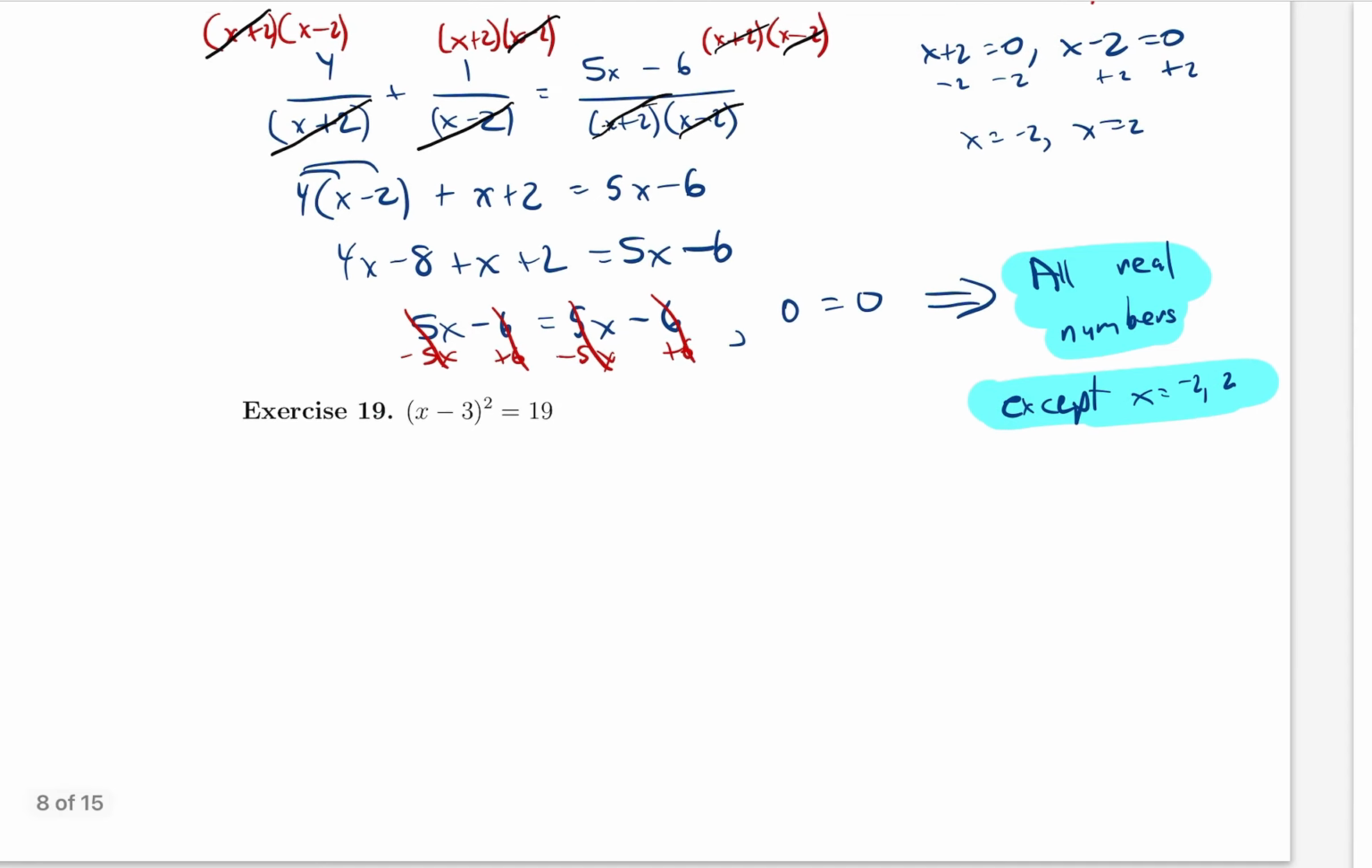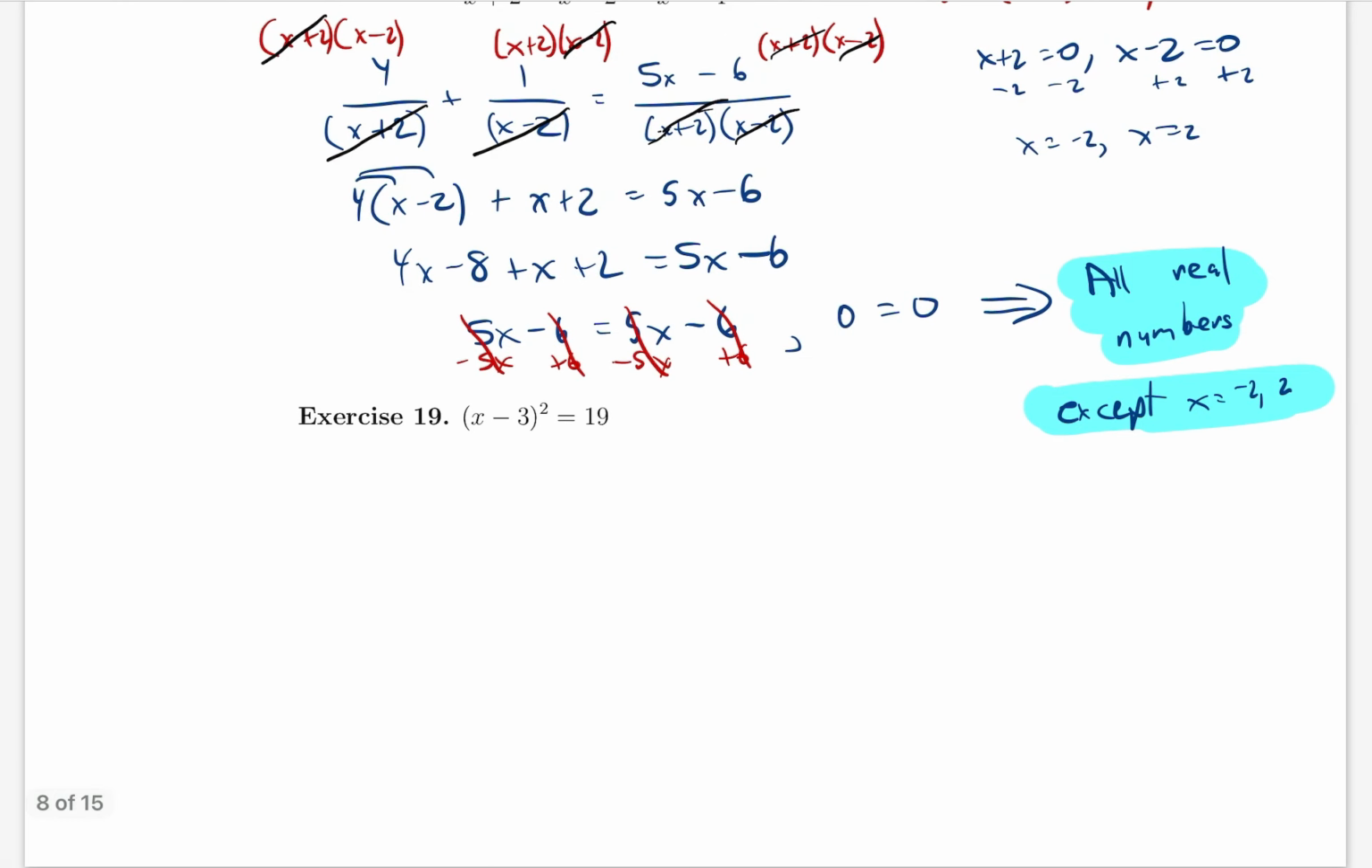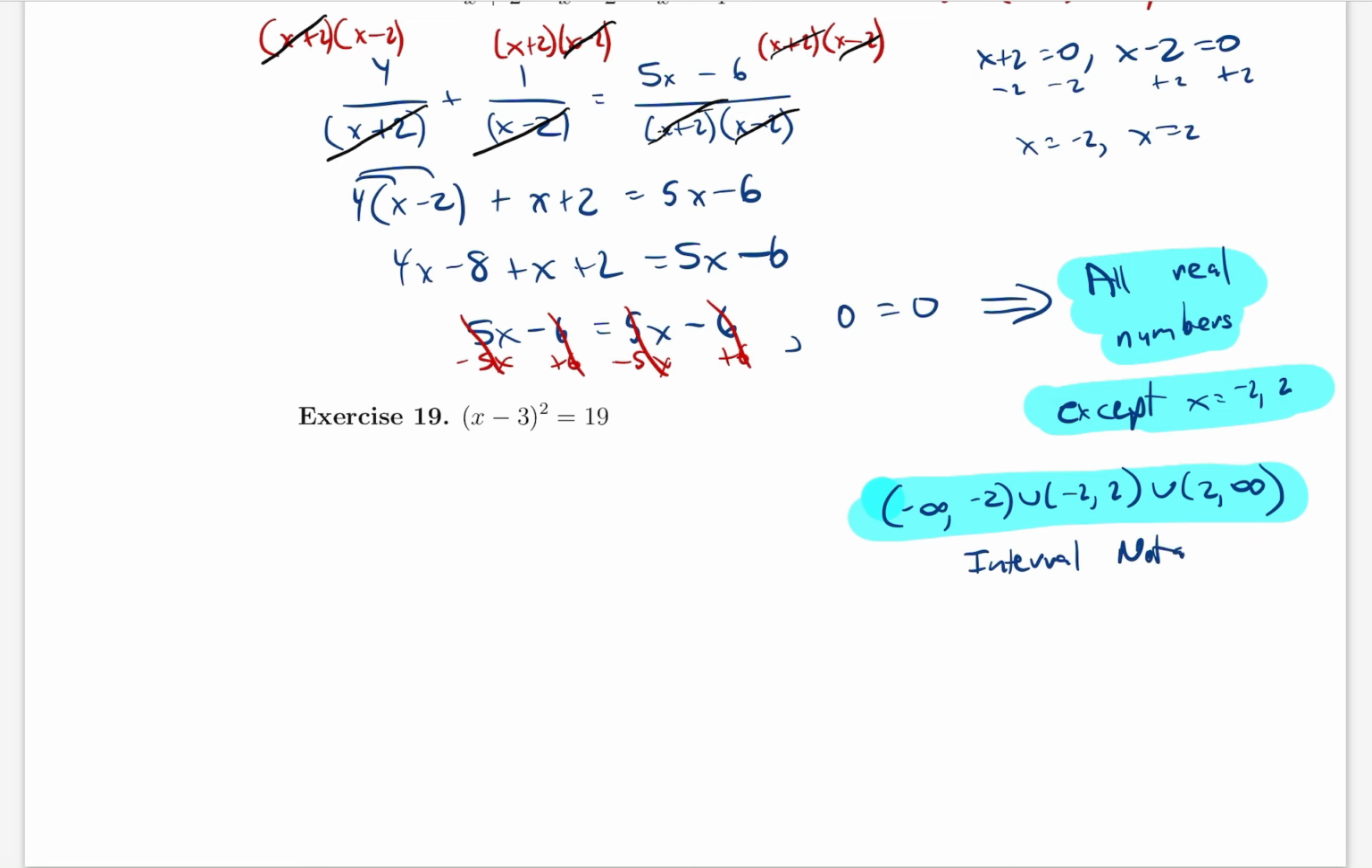So you can write your answer like that, or you can also write your answer as all the values from negative infinity to negative 2, union negative 2 to 2, union 2 to positive infinity. This is a more mathematical way to write it. It's called interval notation, so I'll write that. Interval notation.